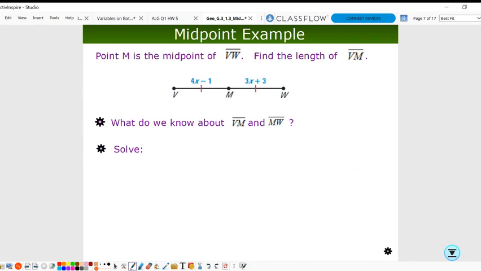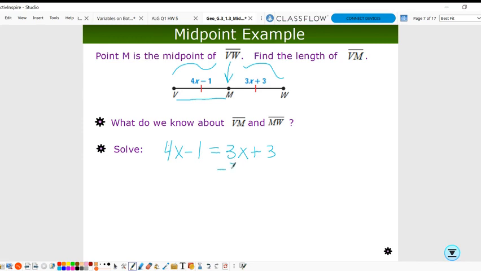Point M is the midpoint of line segment VW. Find the length of VM. This is what we want to find, the length of VM. If we know that this is the midpoint, then we know that this segment is congruent to this segment. Therefore, when we set our equation up, we can set those two expressions equal to each other. And then we're solving a multi-step equation.